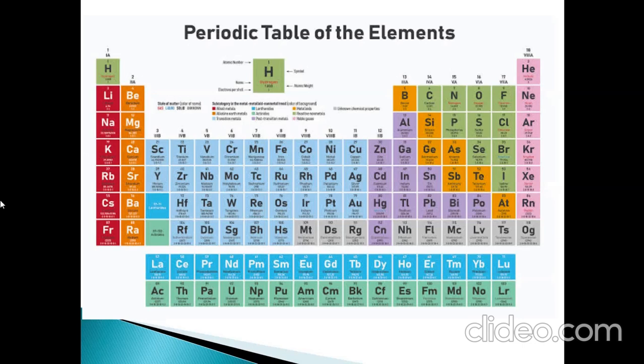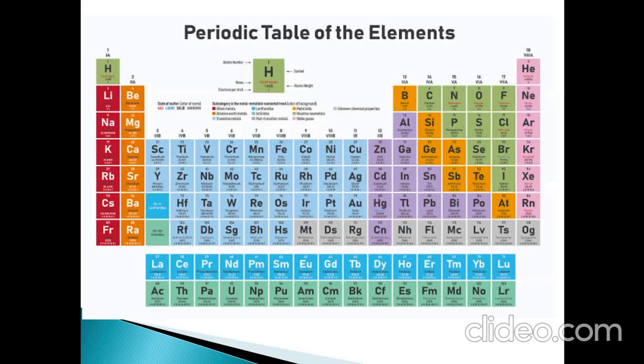8 elements are there. Then period 4 consists of potassium, calcium, scandium, titanium, vanadium, chromium, manganese, iron, cobalt, nickel, copper, zinc, gallium, germanium, arsenic, selenium, bromine, and krypton. So total, how many elements are there? 18.